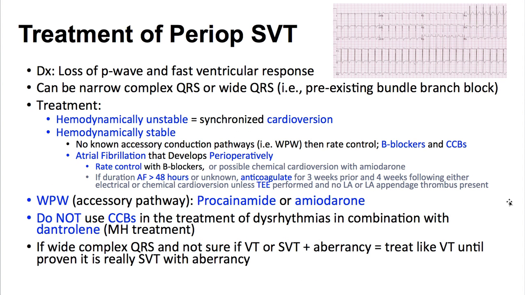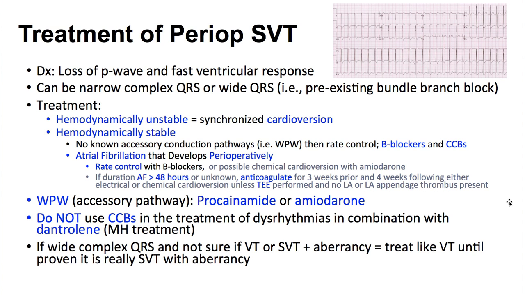Next key word is treatment of perioperative SVT. We make the diagnosis when there's no P waves and you have a fast ventricular response, and it can be narrow. Classically, that's what we think of, but don't forget that it could be a wide QRS and still be SVT if they had a pre-existing bundle branch block. If the patient is hemodynamically unstable, you're going to go immediately to synchronized cardioversion, but if they're hemodynamically stable, you're going to work to slow the heart rate.